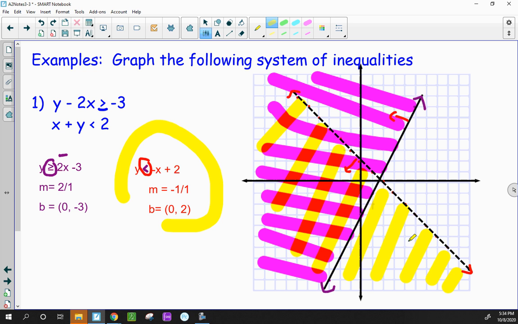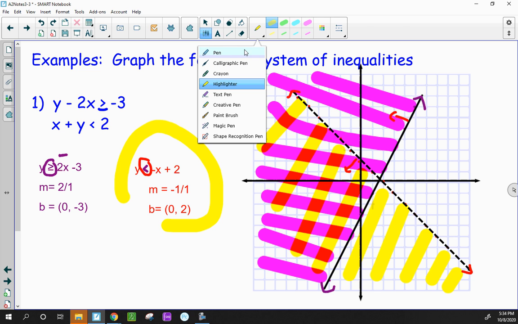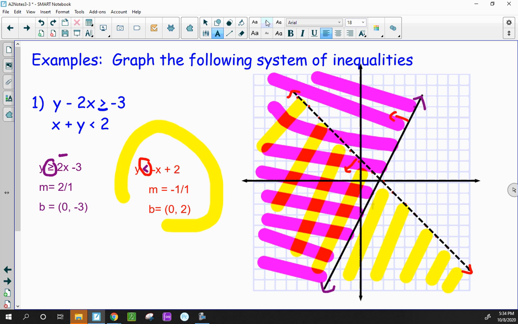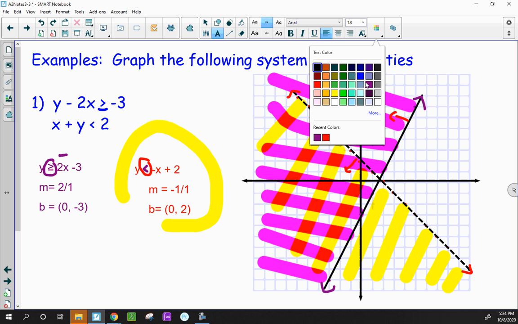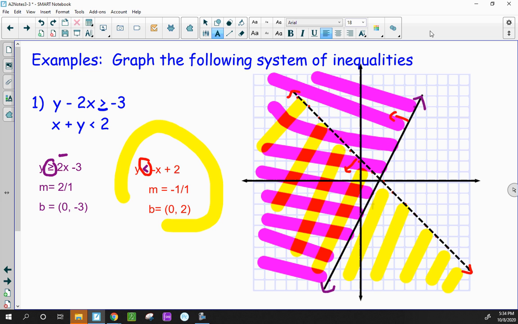And where I've used two different colors, I think it's easier to tell where the feasible or intersection region is. And you just look for where the two colors meet, basically. And so it's going to be in this region right here. And so any point, any ordered pair that I randomly select in this region that's shaded twice will be a solution to this system of inequalities.